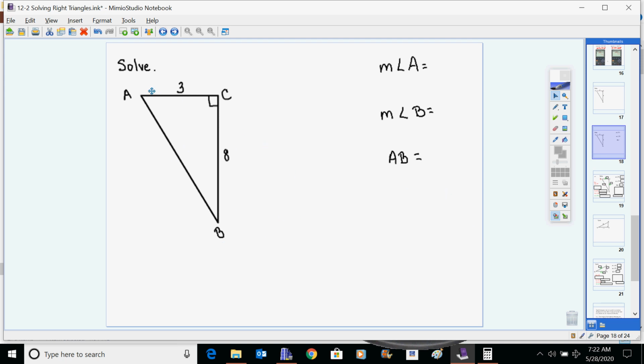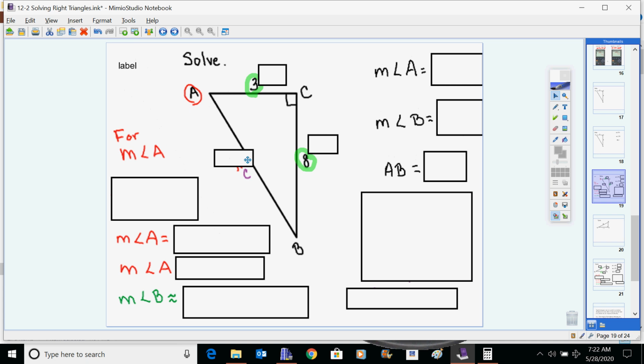Here we're looking for the angle and the missing side. So your key first thing to do is label. That's your third keyword. We need to label everything. Figure out which angle you want to find first. You have a choice. You could find angle A or you could find angle B. But once you've figured out which one you want to find, you need to label appropriately opposite, adjacent, and hypotenuse.